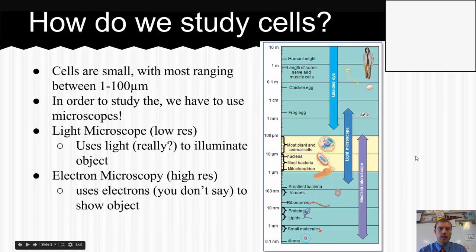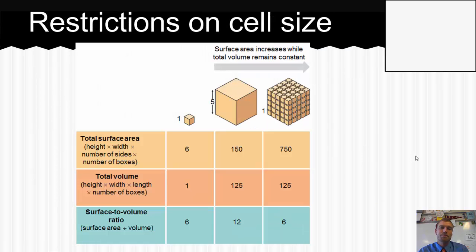So when we're talking about cells, we need to figure out how to actually study them, and we do that using microscopes. The reason why, cells are pretty small, and so there are two different types of microscopes that we can use, either light microscopes for low resolutions, or electron microscopes. We will not be using electron microscopes in school because those are pretty expensive and sophisticated pieces of equipment. We will instead be using light microscopes.